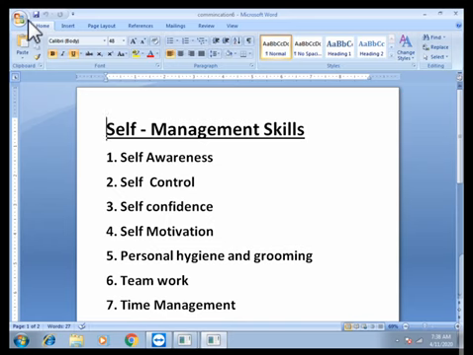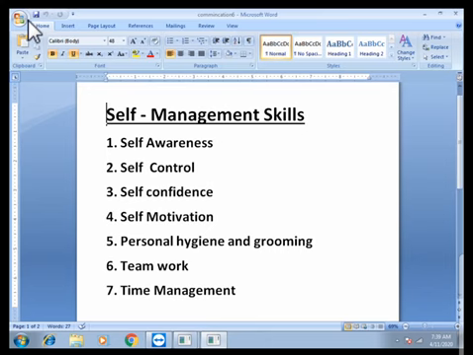First one is self awareness. Knowing yourself as an individual, your values, likes, dislikes, strengths, and weakness. Second one, self control. It is the ability to control your behavior, discipline, etc. Third, self confidence. Believing in yourself that you can do any task that is given to you and not scared of taking risks. Fourth, self motivation.